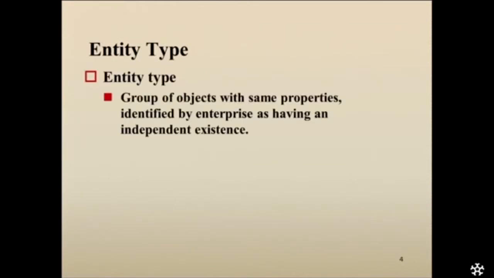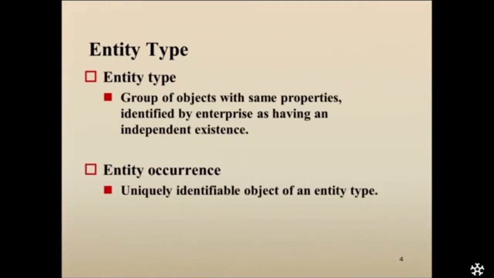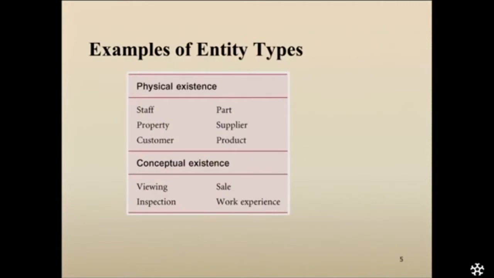An entity type is a group of objects with the same property that have got an independent existence. So basically an object, an item, something that you are storing data about. That's called an entity. And each entity is unique, so for each entity we have got only one table. Some entities you can see, you can feel, you can touch. Some entities exist as concepts.